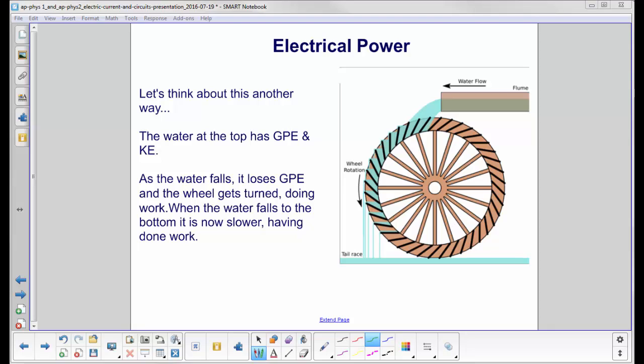Let's go back to the water analogy to try and think about electrical power. Water at the top here, we have water flowing down a flume, hitting a paddle wheel, and it spins it. The water up here has gravitational potential energy and kinetic energy. As it falls, it loses gravitational potential energy and the wheel gets turned, doing work. When the water falls to the bottom, it is now slower having done work. If the wheel weren't here, of course, the water would fall and speed up as it gets to the bottom. It's basically a falling object. But a lot of that energy is chewed up in spinning this wheel. It has done work on the wheel.